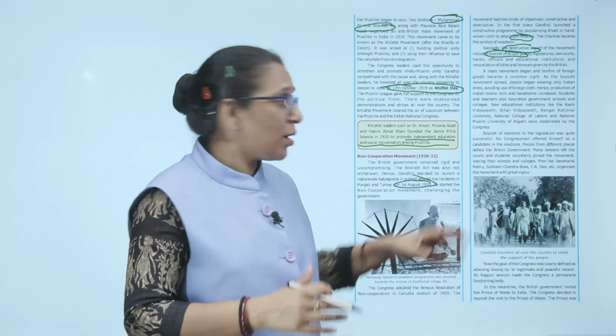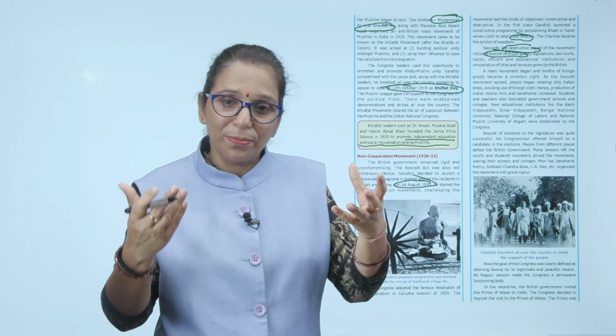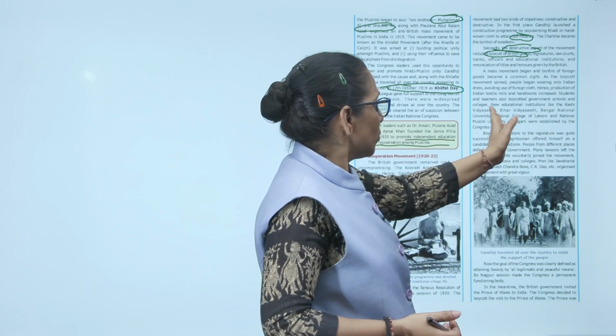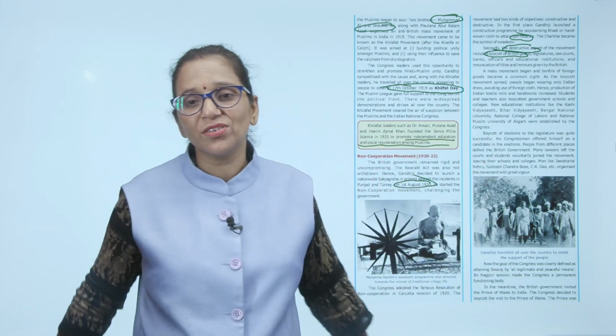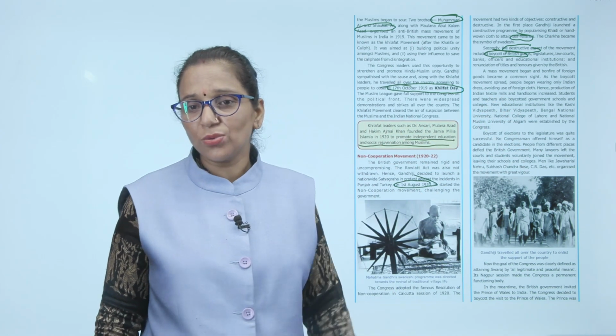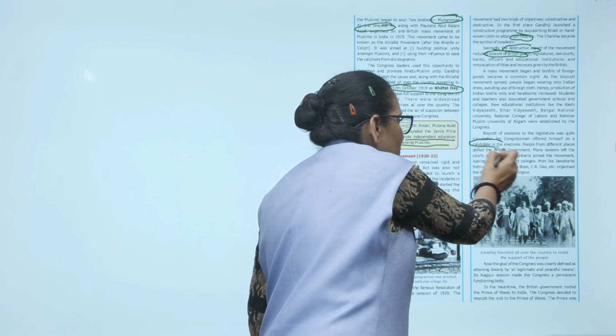So this was the time period where the Indian economy grew, and somewhere the British government faced losses. New educational institutions were also set up at that time. You can see at that time Kashi Vidyapeeth, Bihar Vidyapeeth, Bengal National University, National College of Lahore and National Muslim University of Aligarh were established by the INC Congress to educate the Indian youth. Boycott of elections to the legislature was also successful. No Congressman offered himself as a candidate in the election.